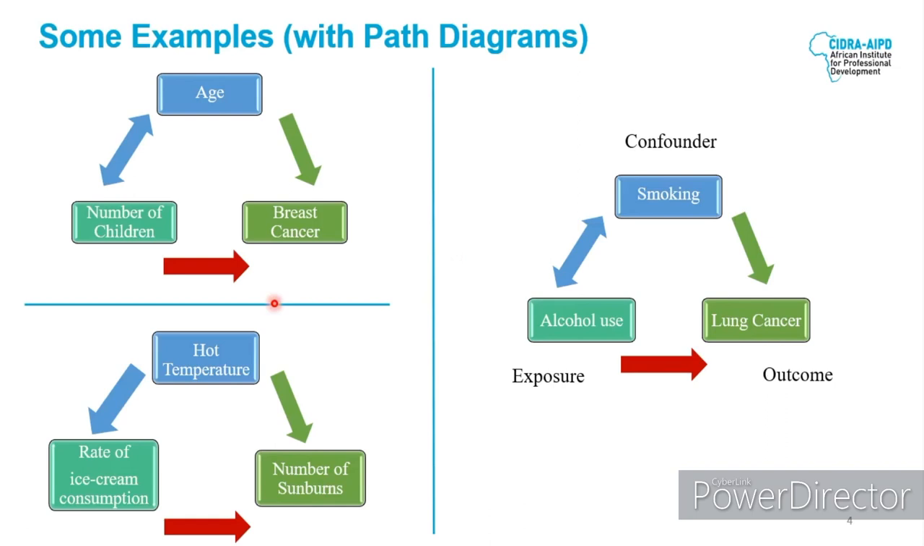Another example we can consider is rate of ice cream consumption and number of sunburns. We see that people who consume more ice cream are also people who have more sunburns. In this scenario, the hidden confounding factor is hot temperature. When the temperature is hot, it could be summer, people tend to consume more ice cream and also tend to have more sunburns. Hence, due to the presence of the confounder, we see an association between rate of ice cream consumption and number of sunburns.